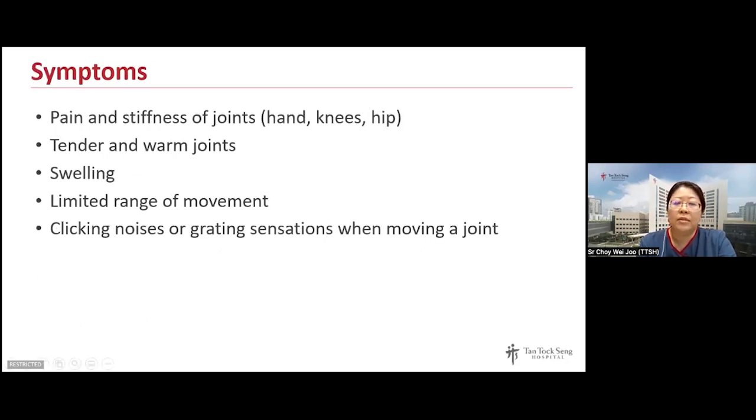So what are the symptoms of osteoarthritis? Of course, the patient usually experiences pain, stiffness of the joint, and they feel tenderness and warmth over the joints, also swelling over the joints. The swelling limits their range of movement, and some patients can tell you that, oh, actually I have a clicking sound or grunting sensation when they move the joint, especially for the knee.